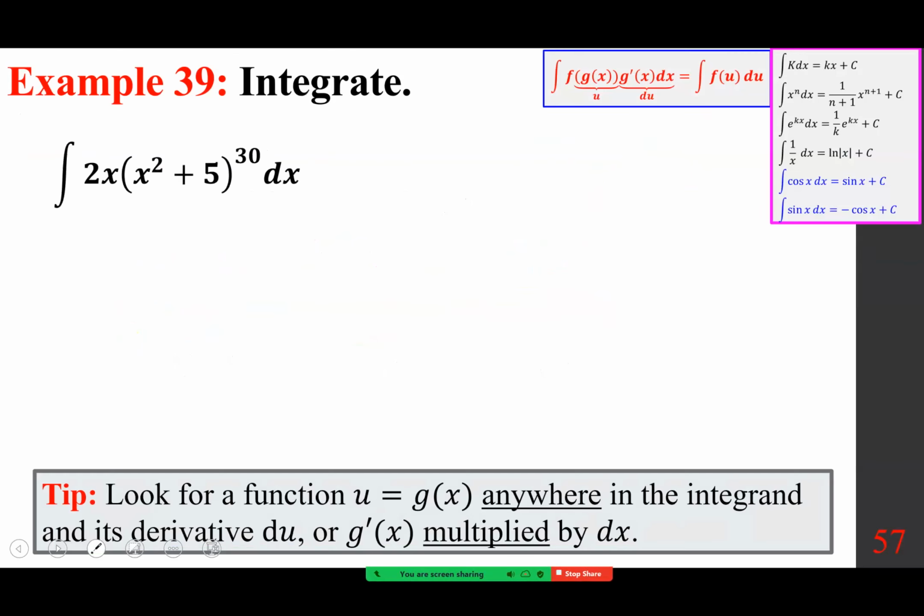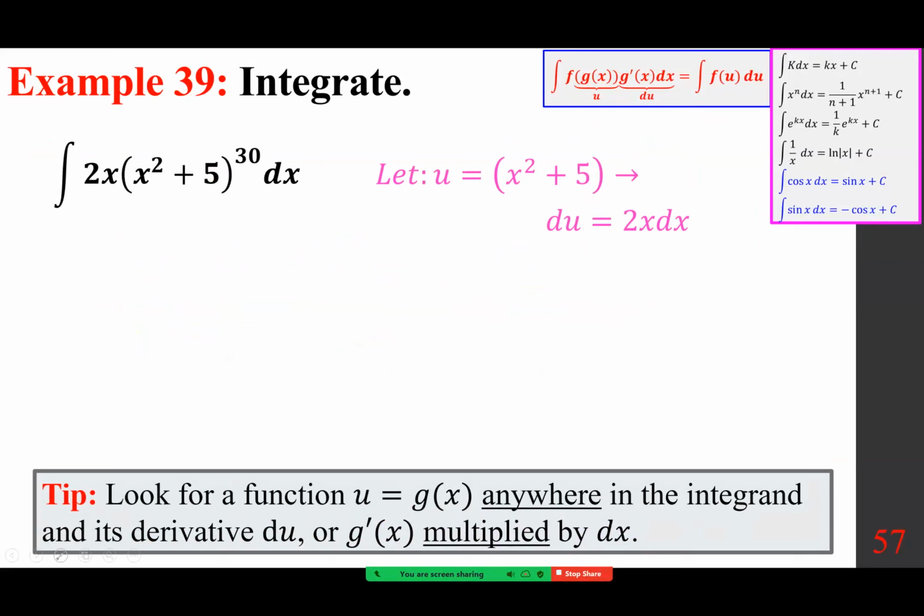So, for example, we want to integrate this using the substitution, and here's the tip. Look for a function u equals g of x anywhere in the integrand, and its derivative du, or g prime of x multiplied by dx. When you have a bunch of polynomials, the one which is more complicated is the choice of u. So x squared plus 5 would be the choice of u. So du dx is 2x, and du is 2x dx.